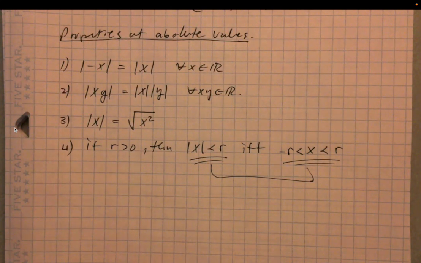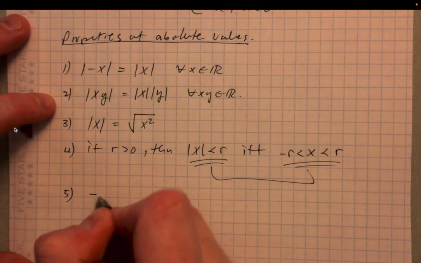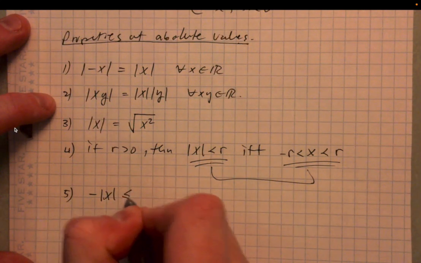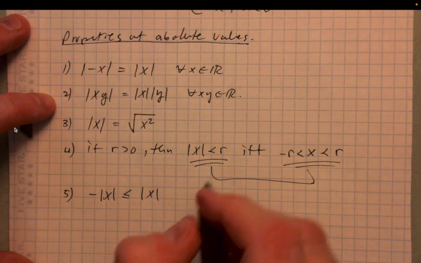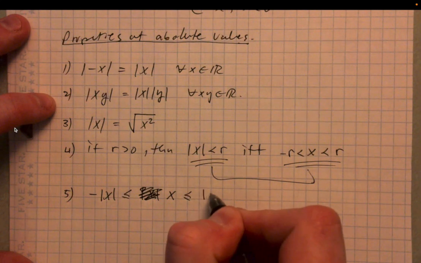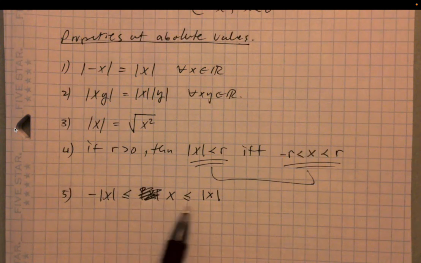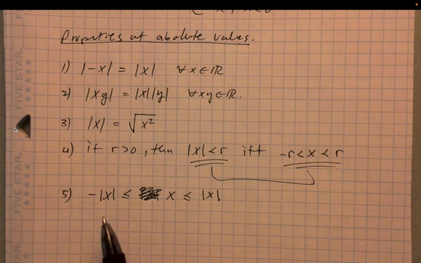The last one I'll mention here at the onset is this idea: the negative absolute value of x will always be less than or equal to x, which will be less than or equal to the absolute value of x. So x is always going to be between the negative of its absolute value and its absolute value. That's kind of obvious, I think. So those are the 5 properties we'll use in the near term when we're dealing with convergent sequences and some of the limit theorems.